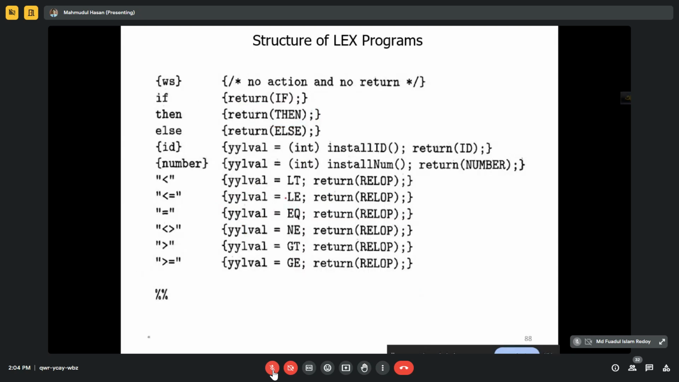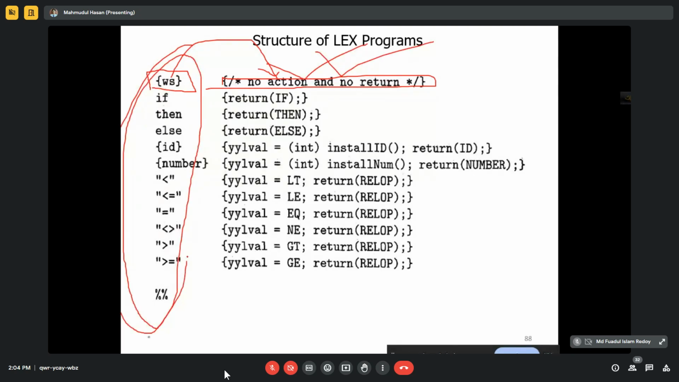Okay, so look at this. White space: what is space? This is defined in the declaration section, as blank, tab, newline. But we know that white space doesn't return any token, that's why there is no return. This one is the action part, this one is the pattern part, and together this is the translation rules section. Got it? Then if is a keyword, so simply return the token name if. Then returns then, else returns else. And ID.